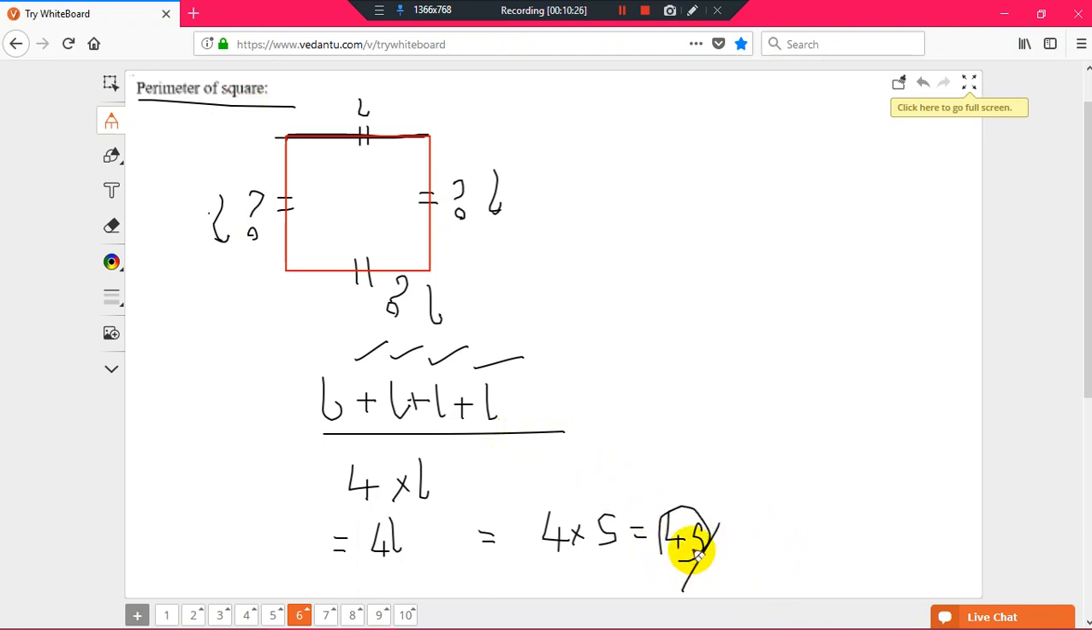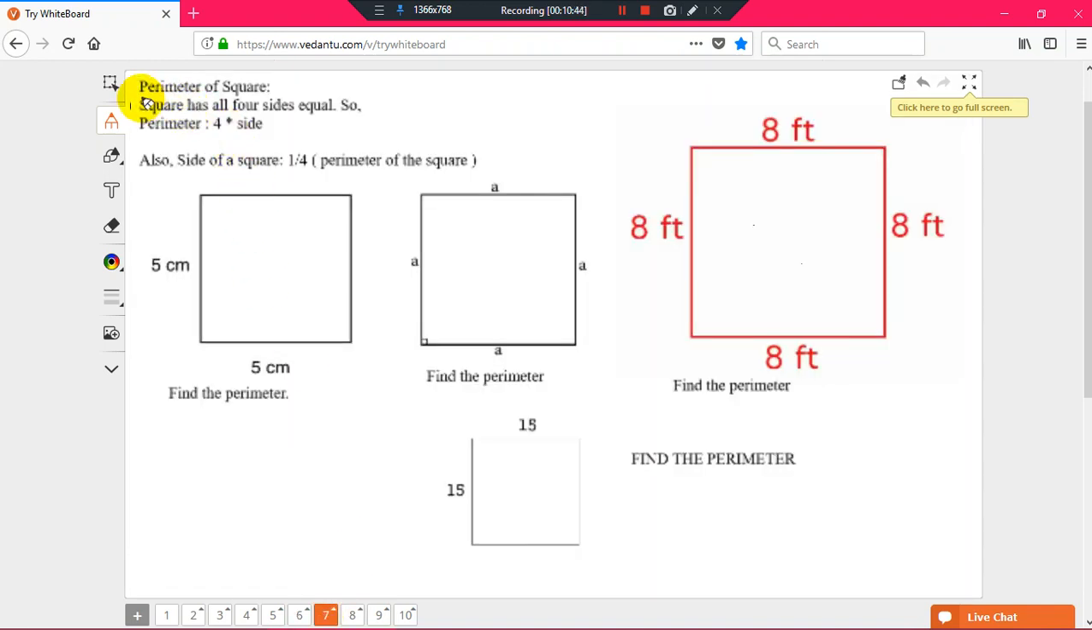To find the perimeter, we commonly use these two formulas. This formula is very rare. So let's start. A square has all four sides equal, so the perimeter of a square is 4 into side. Okay, perimeter of a square is 4 into side.